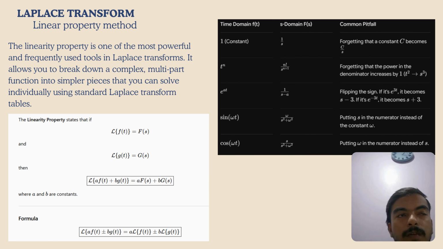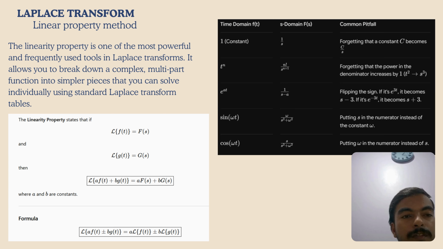Hi, after that, I want to explain about the Laplace transform. First of all, the Laplace transform from the linear property method. As we can see, the theory is that the linearity property is one of the most powerful and frequently used tools in Laplace transform. It allows us to break down a complex multi-part function into simpler pieces that you can solve individually using standard Laplace transform tables.